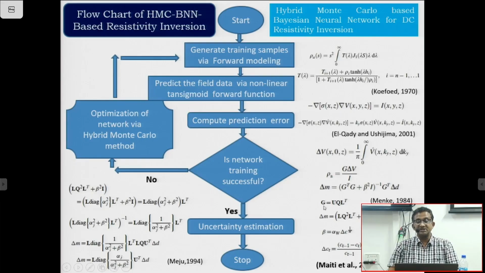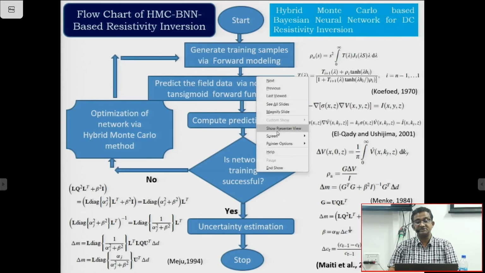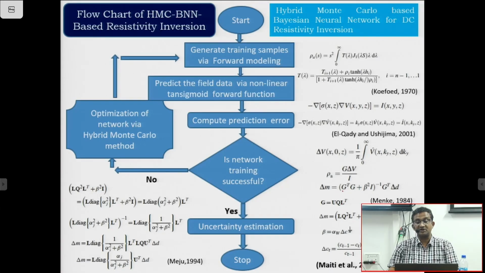So this G is the matrix, let us say, the relation between data and the model. You remember that d equals G m, so many times we have discussed it. So this G, we need to actually decompose it because of this problem. So this part, if you see, this one.